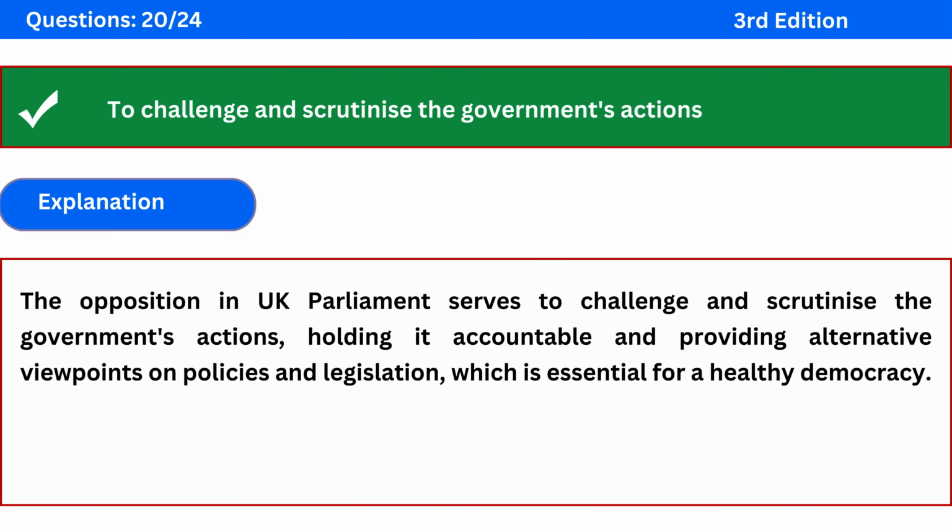The correct answer is to challenge and scrutinize the government's actions. Explanation: the opposition in UK Parliament serves to challenge and scrutinize the government's actions, holding it accountable and providing alternative viewpoints on policies and legislation, which is essential for a healthy democracy.